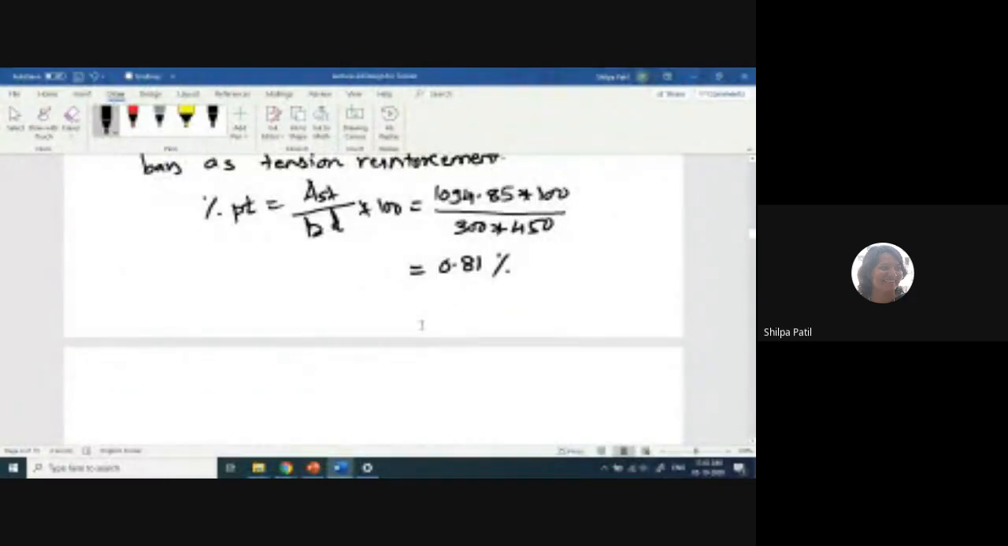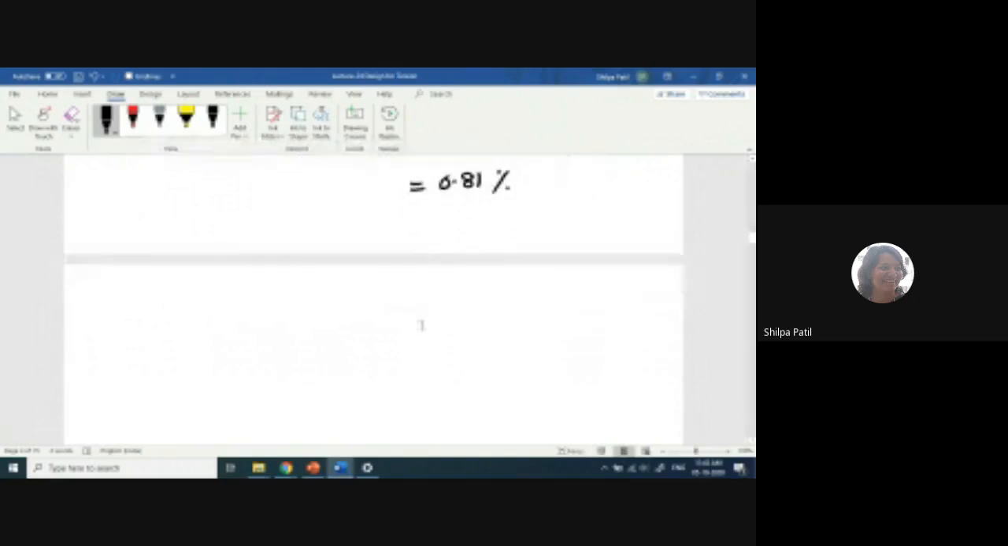All right, so we have calculated now the tension reinforcement. We have taken care of the moment now. Let us move to the next point, that is design for shear. Okay, so we have to calculate first the equivalent shear force. So let us calculate the equivalent shear force first.